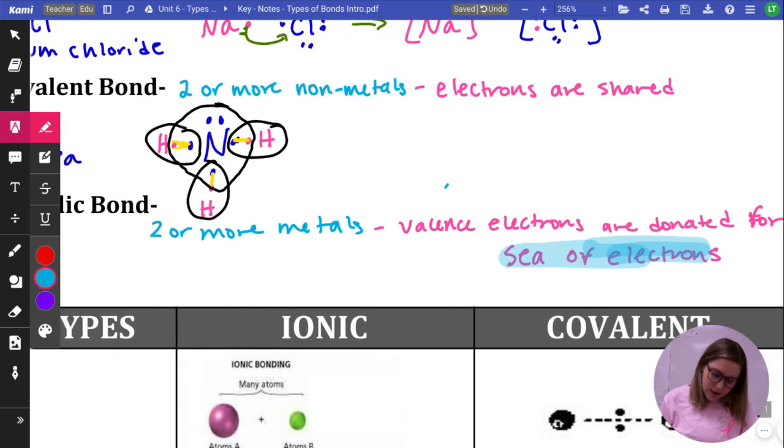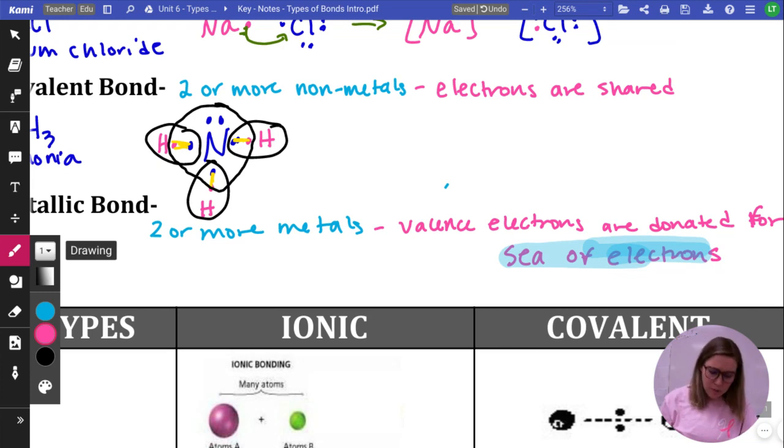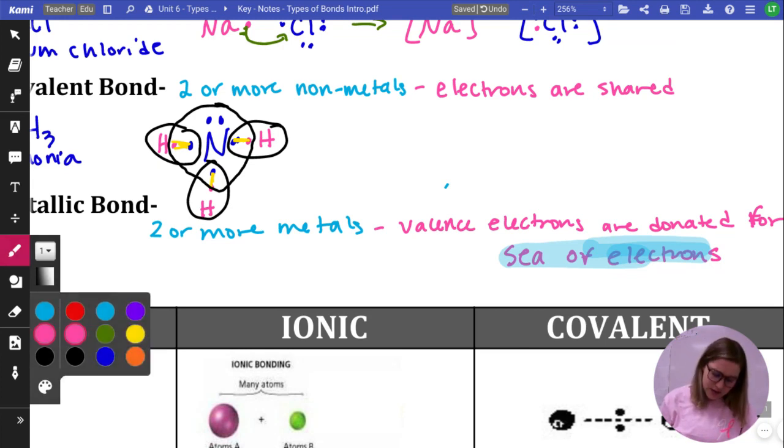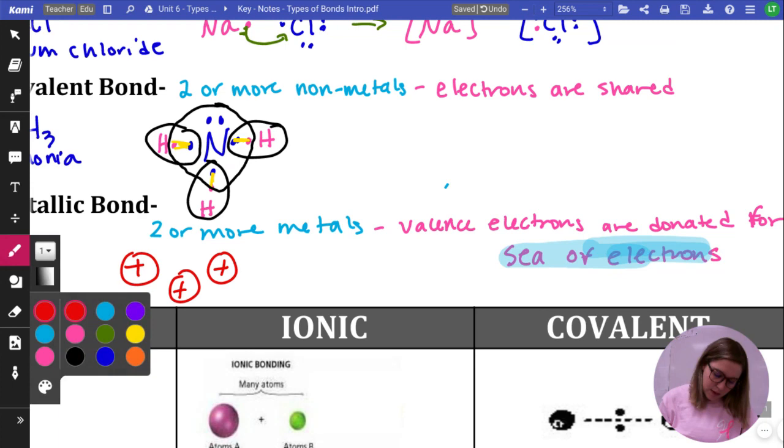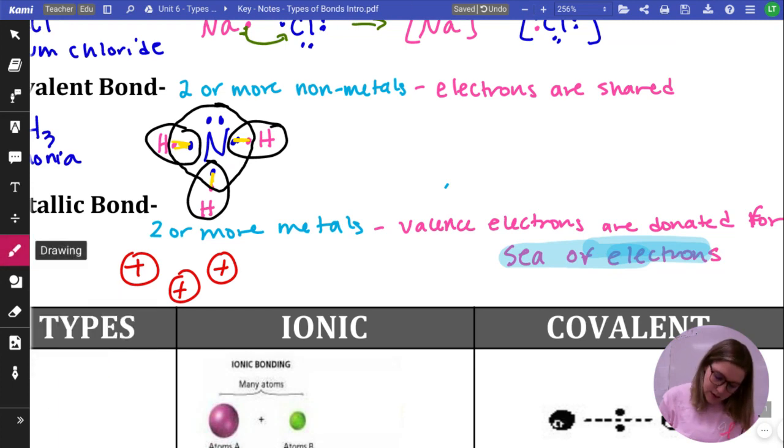And so it would kind of look, this isn't going to be the best picture ever, but just to give you a general idea, kind of look like this. So we would have our positive metal cation, positive metal ions that have donated their electrons. And then we would have that sea of electrons around it. And I'm just going to draw my electrons as little negatives of the electrons that they have donated.